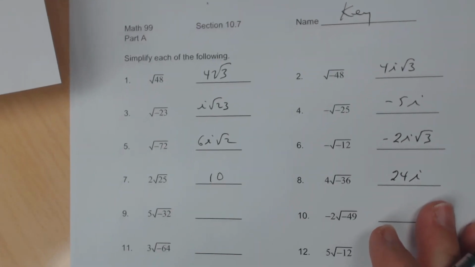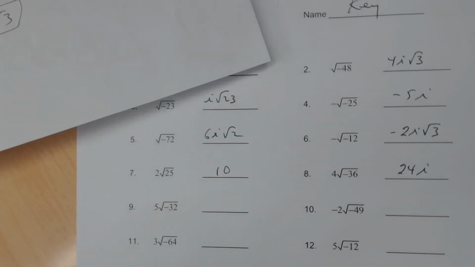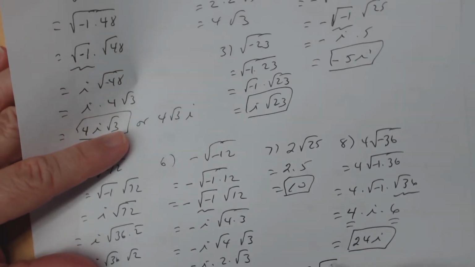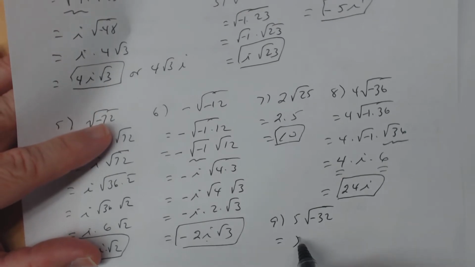All right, number 9, you have 5 times the square root of a negative 32. So again, step by step, I'm going to say 5 times the square root of a negative 1 times 32. So that's 5 times the square root of a negative 1 times the square root of 32.